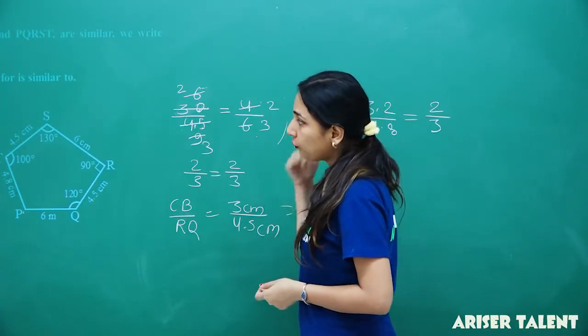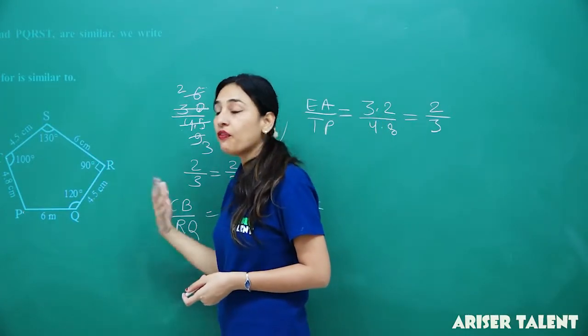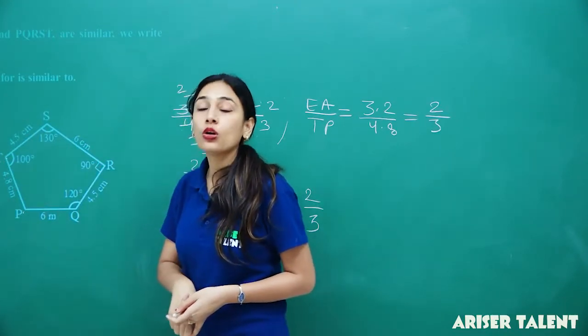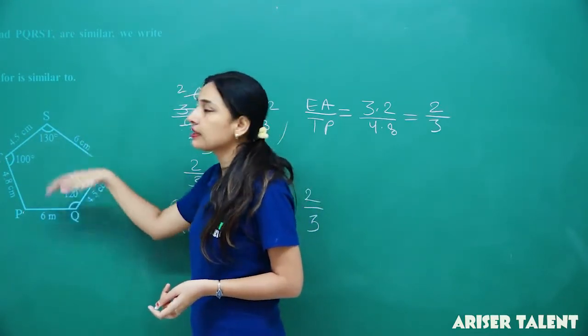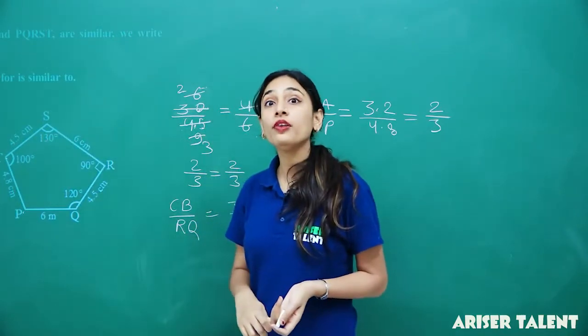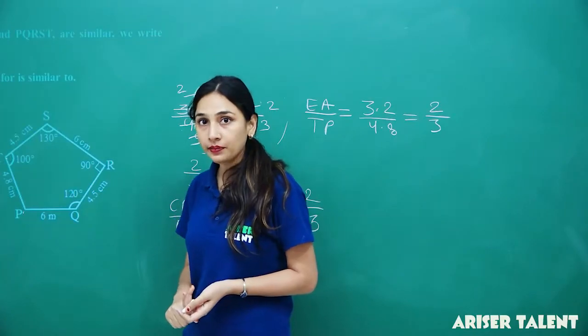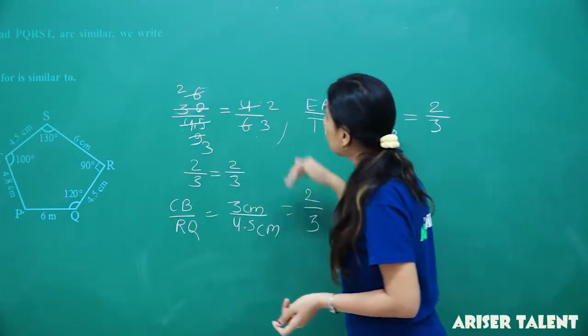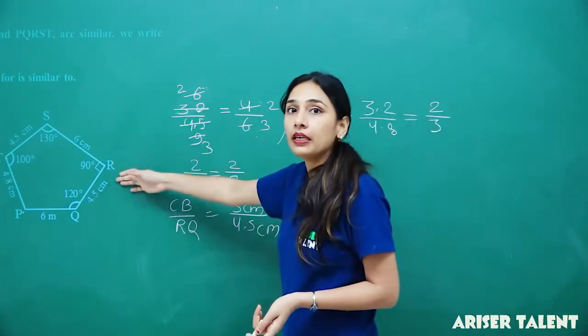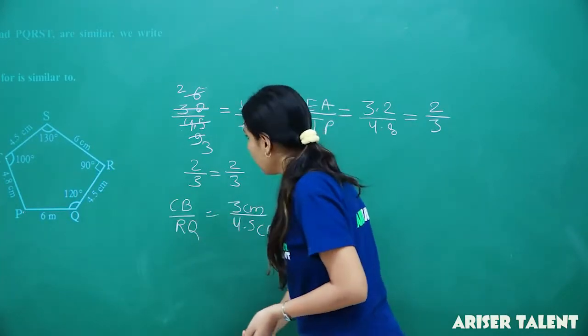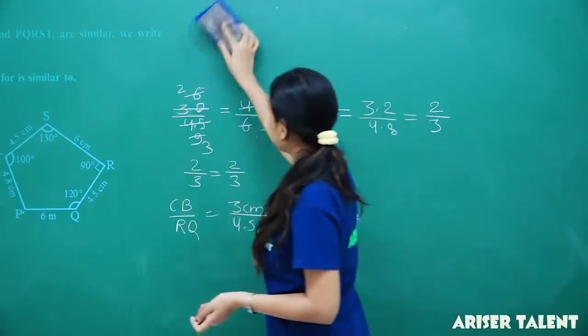So, if you have to check whether two polygons are similar or not and you are given the sides, what will you do? You will simply take ratios, and if the ratios are the same, then this is similar. If the ratios are not the same, then this is not similar, okay. I am going to rub this.